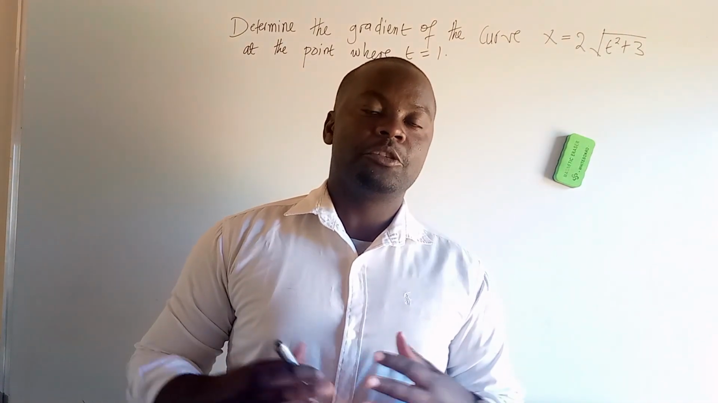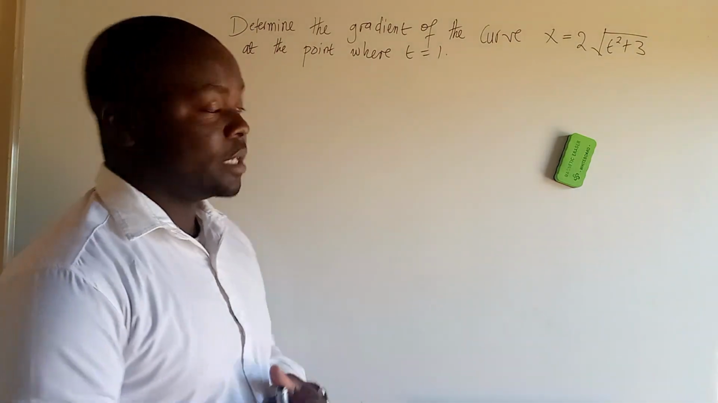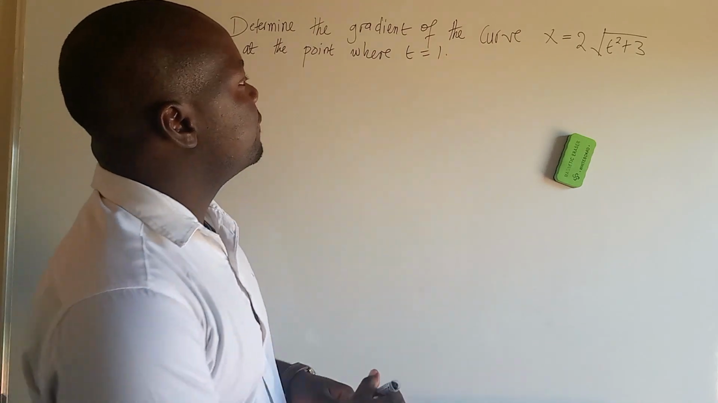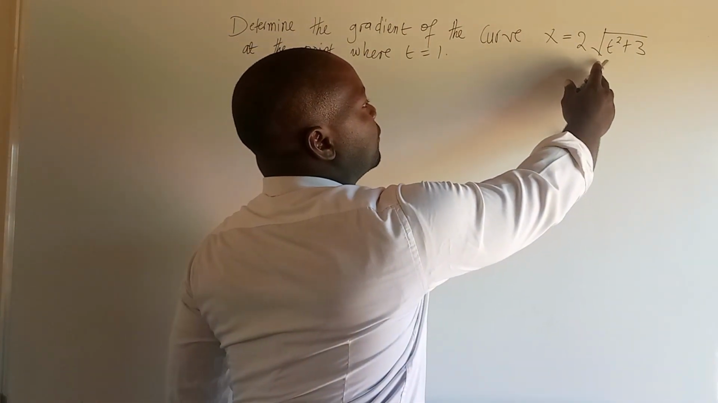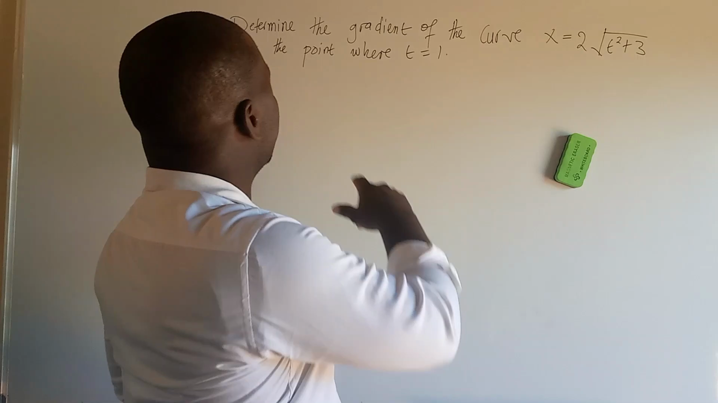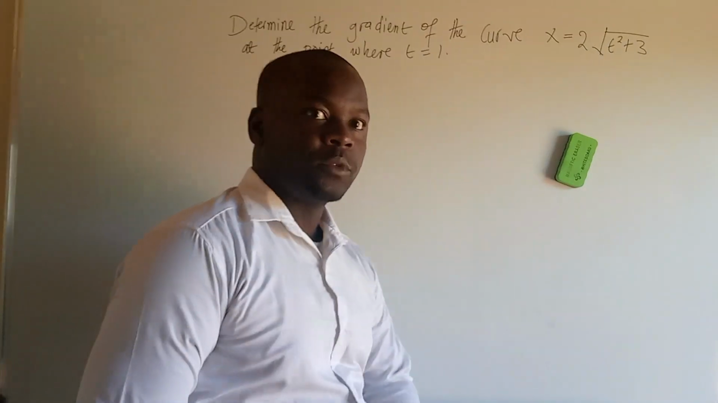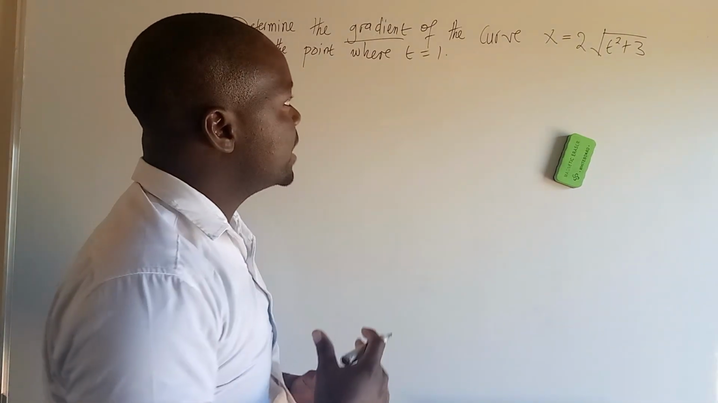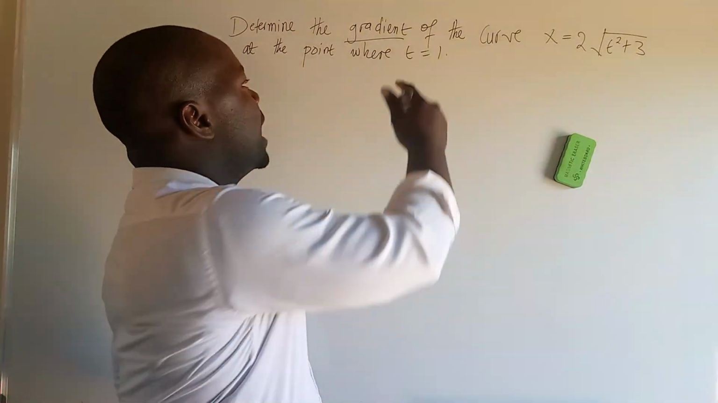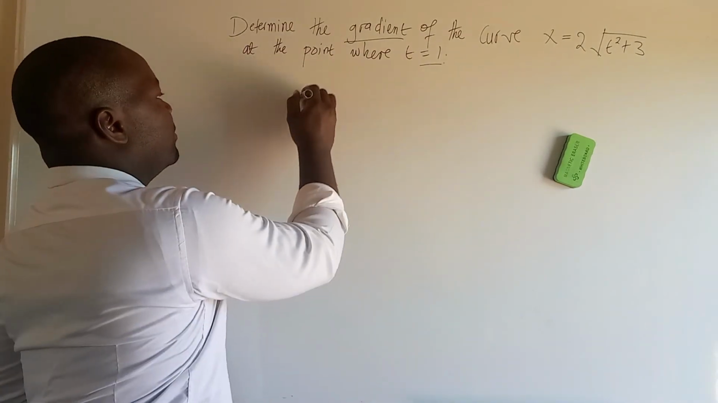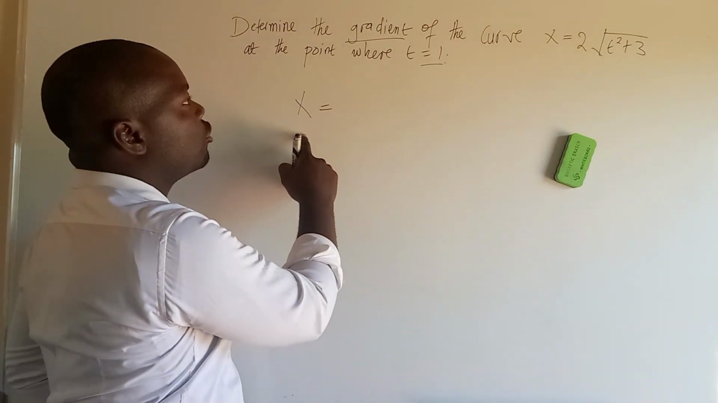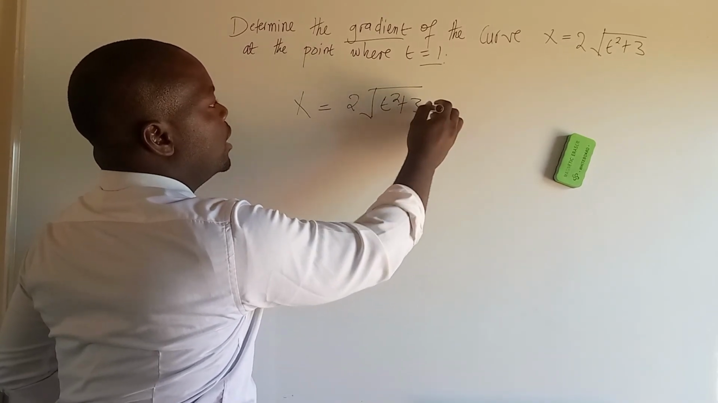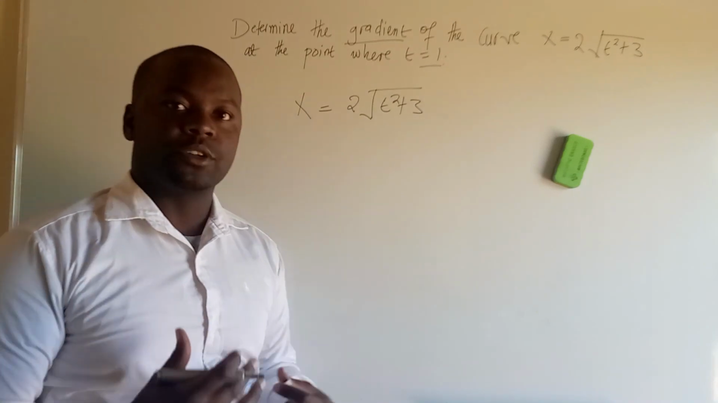In this video, I'm going to show you how to solve this calculus question, and it reads as follows. Determine the gradient of the curve x is equal to 2 root of t squared plus 3 at the point where t is equal to 1. So this question wants us to determine the gradient of this curve at this point. Remember that you have been given a curve, which is x is equal to 2 root of t squared plus 3. So this is the equation of the curve.